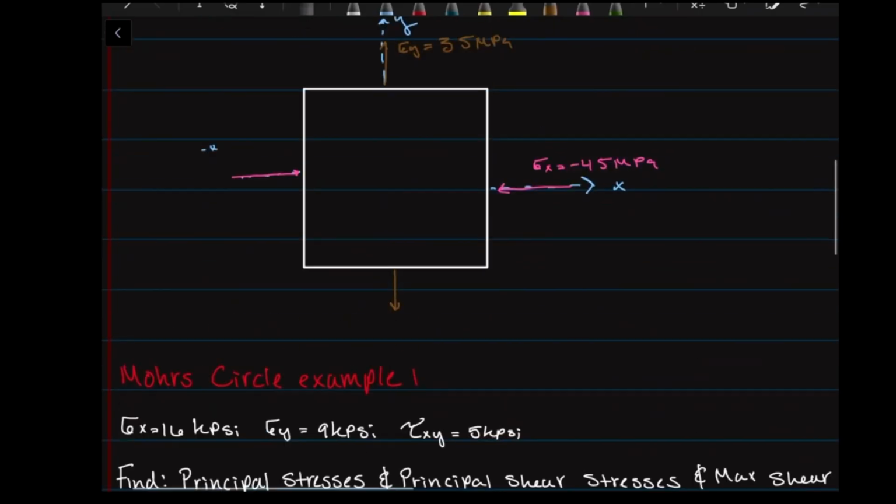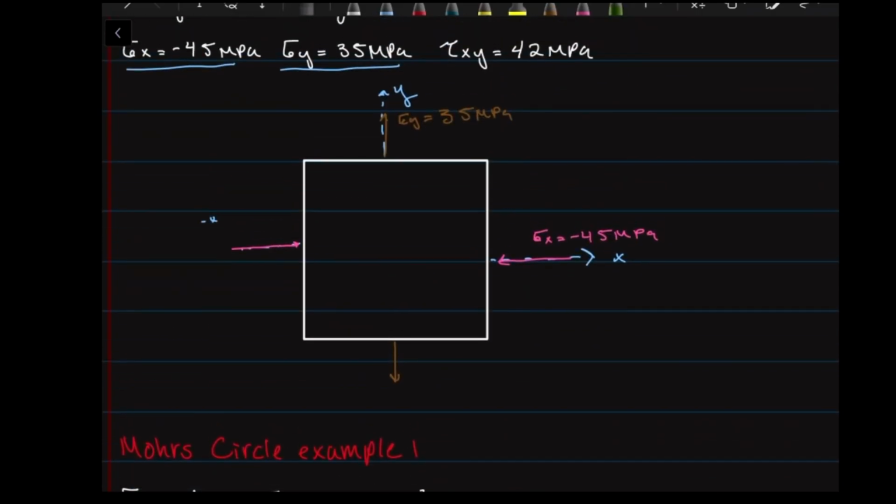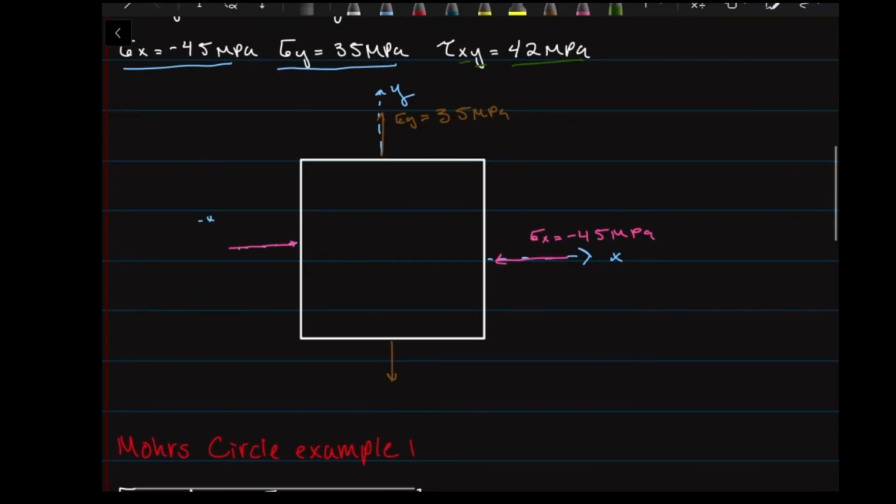Very easy. Now let's look at the tau xy. We have 42 megapascals. We have x and y, and it's positive. What does that mean for us? X face, y is positive, so we're going to go up. And we're going to meet at the corner. And we're going to say tau xy is equal to 42 megapascals. That was very easy, wasn't it?